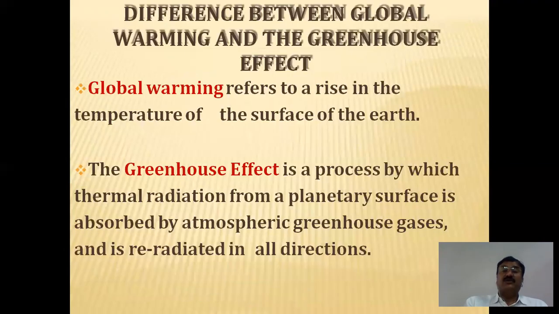The difference between global warming and the greenhouse effect. Global warming refers to a rise in the temperature of the surface of the earth. The greenhouse effect is a process by which thermal radiation from a planetary surface is absorbed by atmospheric greenhouse gases and is re-radiated in all directions.